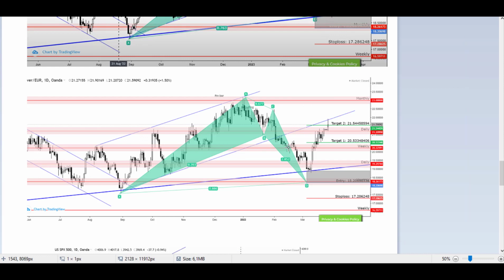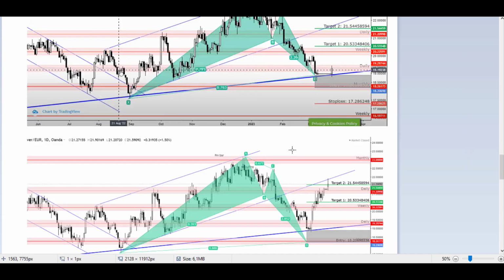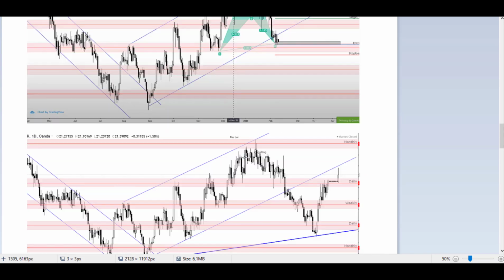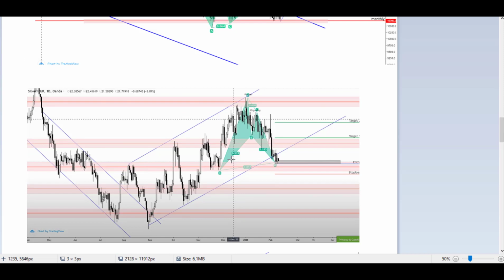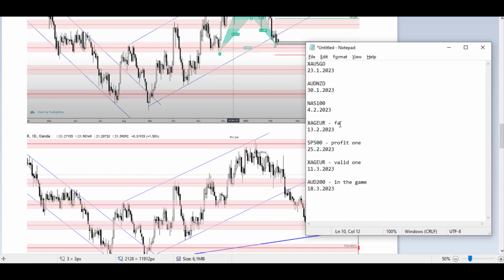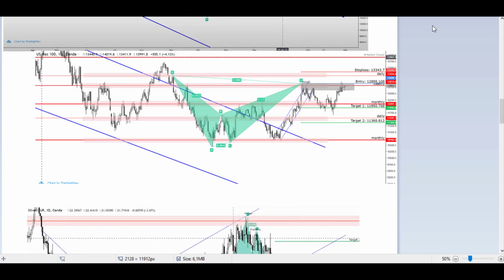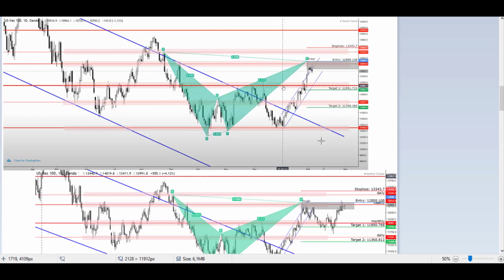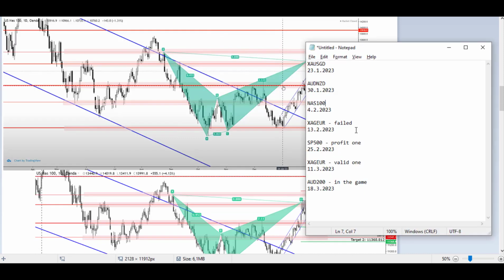S&P, okay. Then we have silver euro. Silver euro was a valid one. This one is a valid one. This one is also silver euro. This was failed. Let's see. US 100. US 100 is also profit 1.